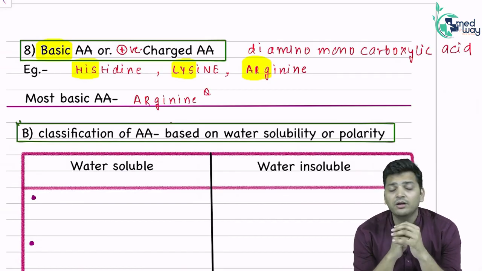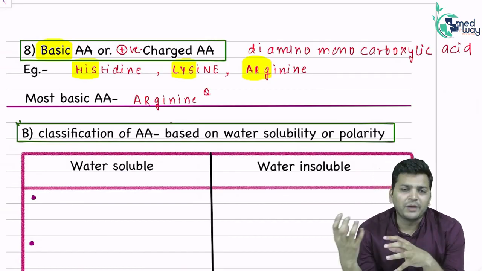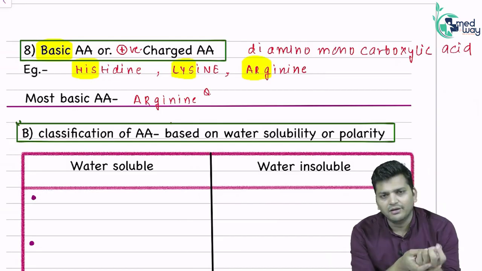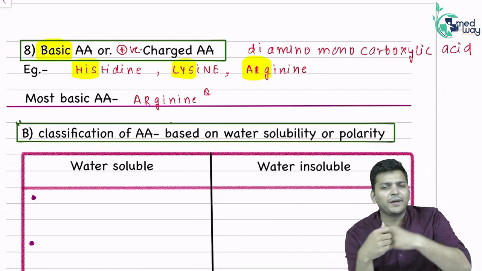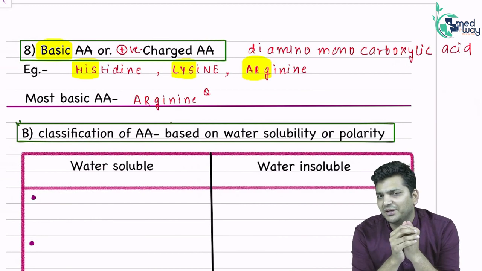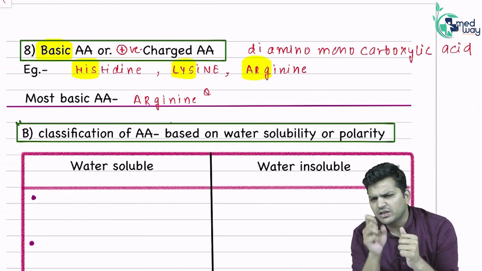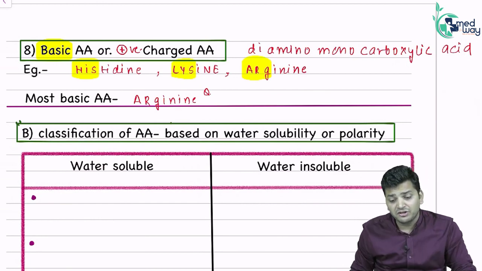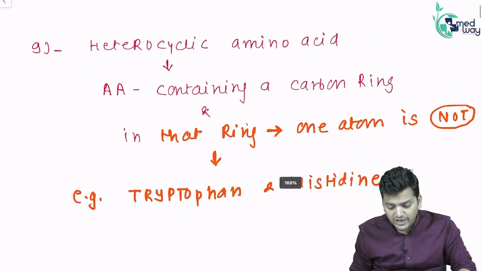So this is the first classification that we are discussing about the amino acids, right? That is based on the R group. The R group can be sulfur, can be alcohol, can be amide group, can be acidic group. Based on that, we have made this classification. There is one special category that is called the heterocyclic amino acid.